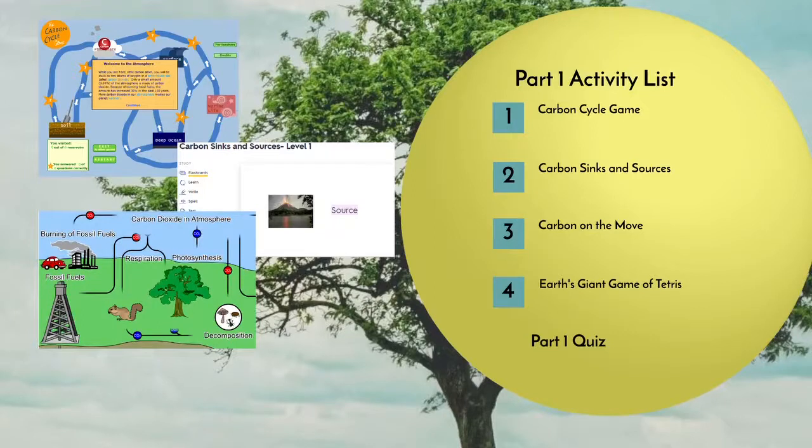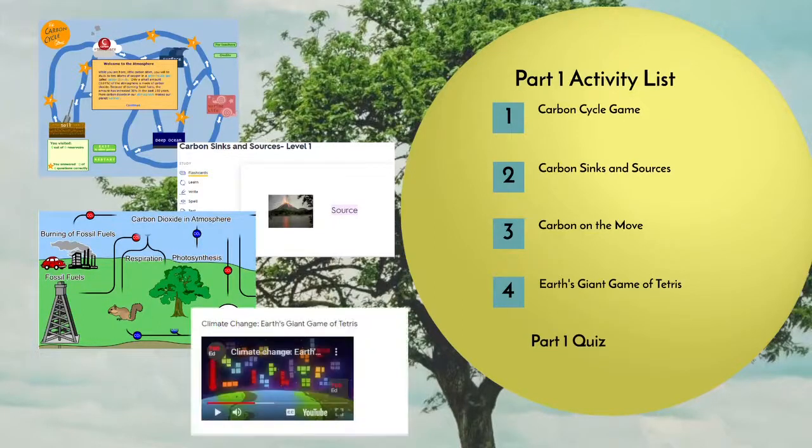Carbon on the Move will provide you a visual of carbon moving from one source to another. And the Earth's Game of Tetris video will explain how carbon moves and what happens when too much is introduced into the atmosphere. After completing all 4 activities, take the Part 1 quiz before starting on the next part.